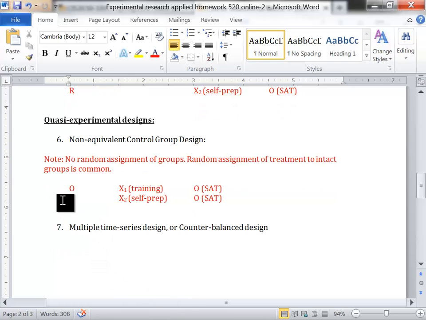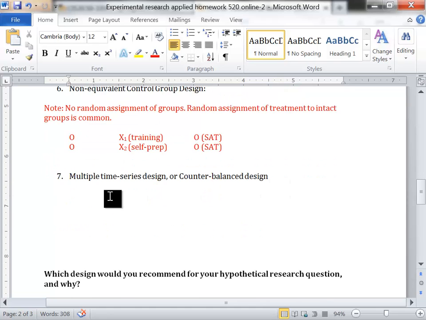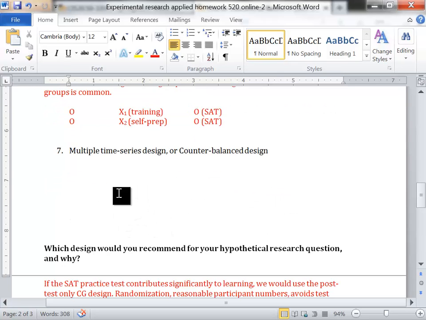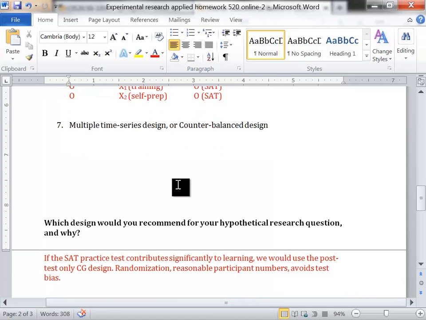So you'll see that the R has been dropped. There's the pretest, there's the training, the SAT. Again, control group design. There's a group that prepares by themselves. It's a comparison with those who are taking the training. I'm going to let you complete the multiple time series design or counterbalance design. Those are both interesting designs. You should look at those tables and that section in the chapter on experimental research to help you with that format. But I think you have the idea of how to lay those out.